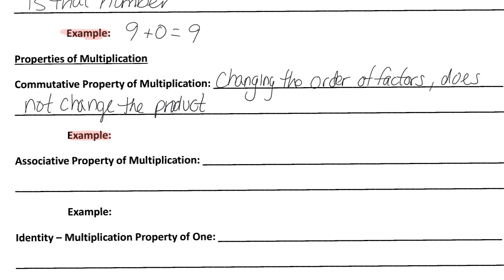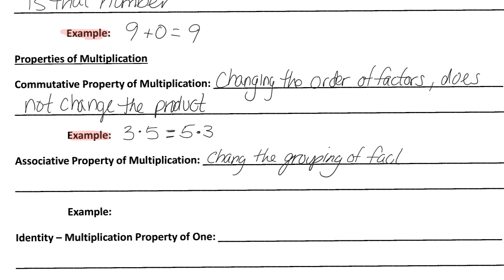So an example here is going to be if we have 3 times 5, that's 15. That's going to be the same thing as if we do 5 times 3, which is also 15. So we're just changing the order of the numbers. Whereas associative is when we change the grouping of the numbers. So we change the grouping of the factors. That also does not change the product.